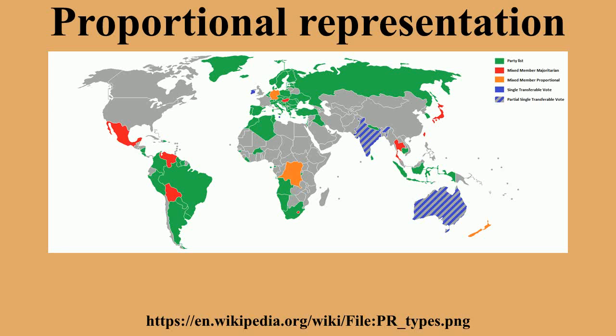Mixed-member PR systems incorporate single-member districts to preserve the link, although, because up to half the parliamentary seats are list rather than district seats, the districts are necessarily up to twice as large as with a single-member system.